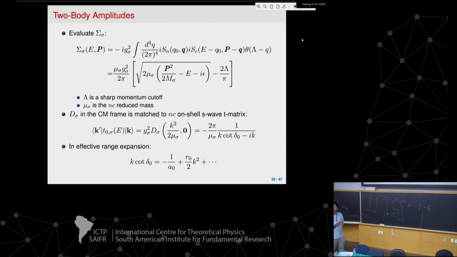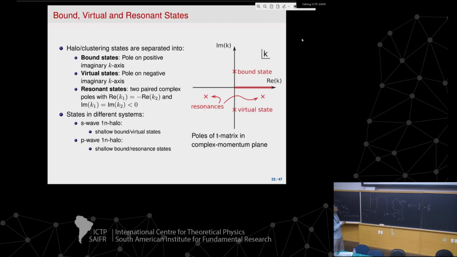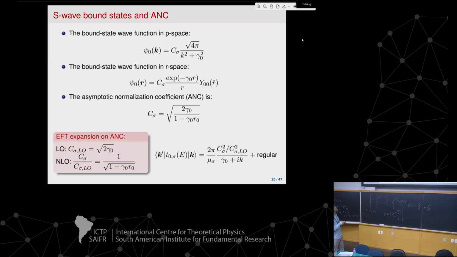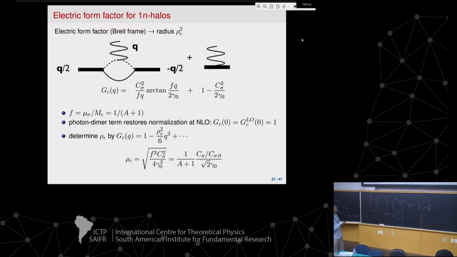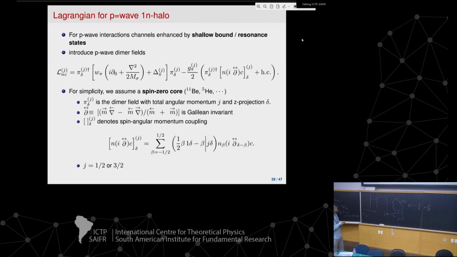Deuteron. I think you showed some E1 results for the deuteron. Yeah, this one is only... I think for these E1 transitions, we don't need to include two-body currents at this order. It should come at higher orders.